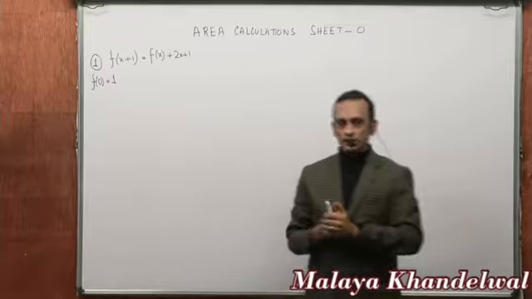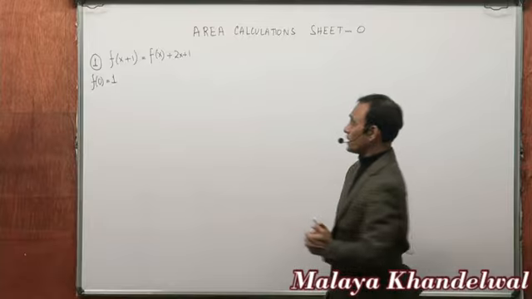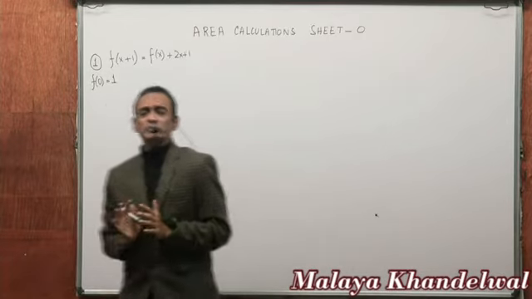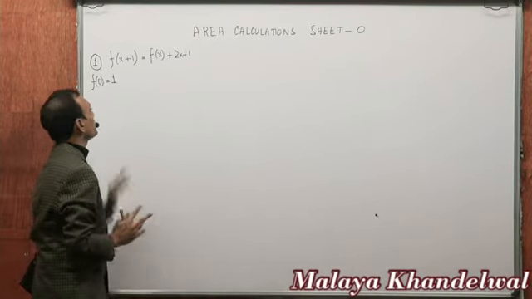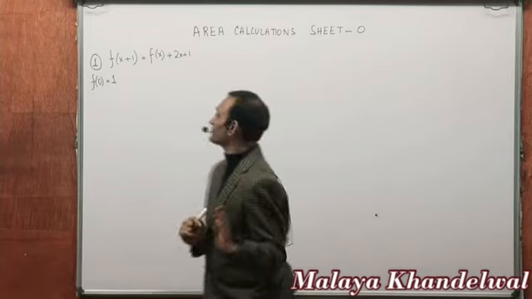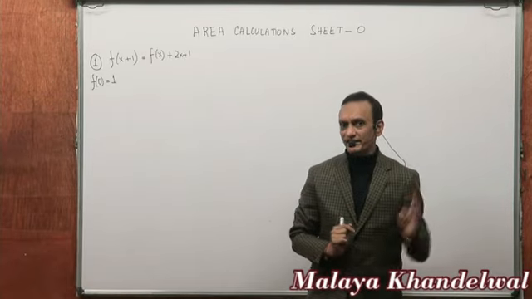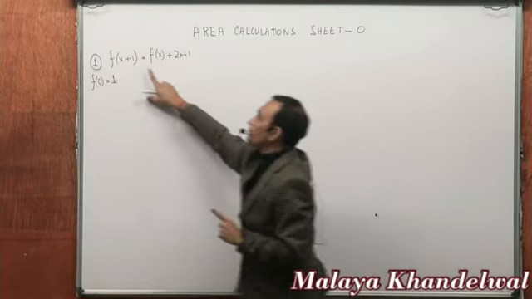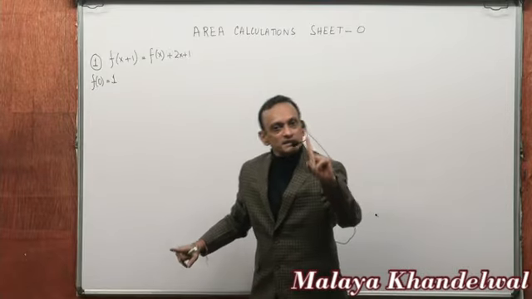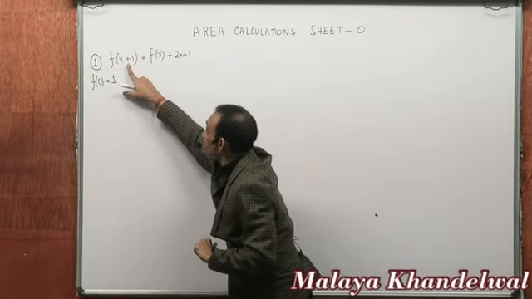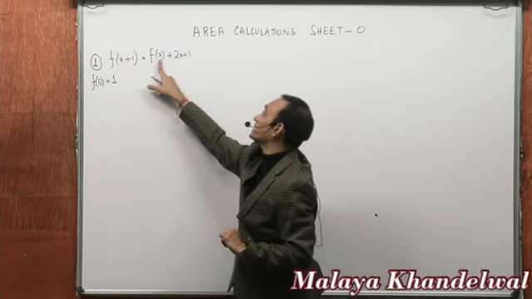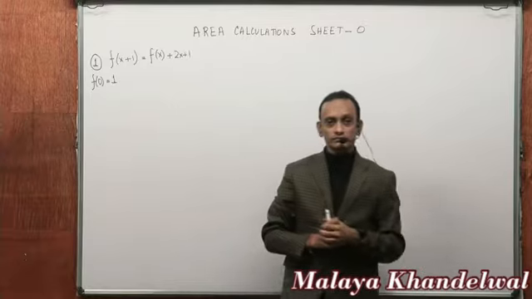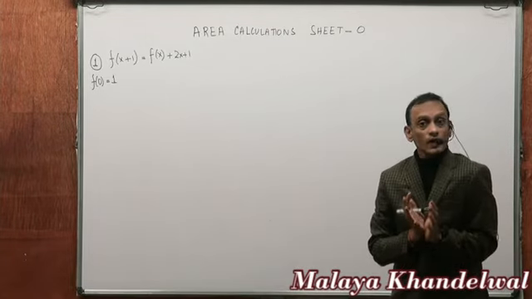Refer to the sheet titled Area Calculations, Sheet 1. Very basic stuff on areas. The first problem of the sheet is about a polynomial f(x), whose degree we do not know. It's known to satisfy this functional equation: f(x+1) = f(x) + 2x + 1. And it's given that f(0) is 1.